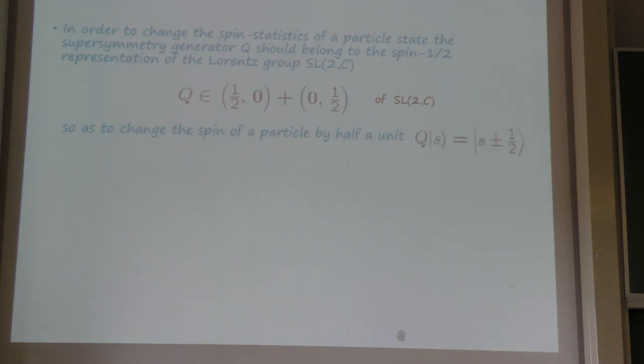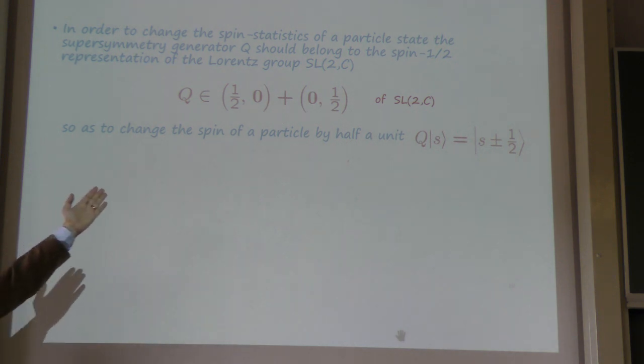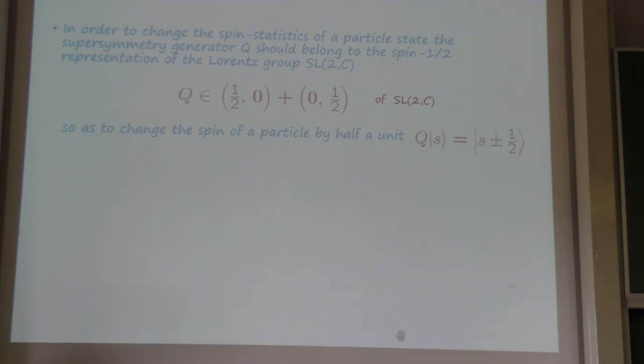So, in order to connect two states with different spin statistics, the generator of supersymmetry transformations, which we denote by Q, should belong to the spin 1/2 representation of the Lorentz group, which we denote by SL(2,C). In particular, it should belong to this representation (1/2, 0) ⊕ (0, 1/2), which is the representation of spin 1/2 particles, as you know.